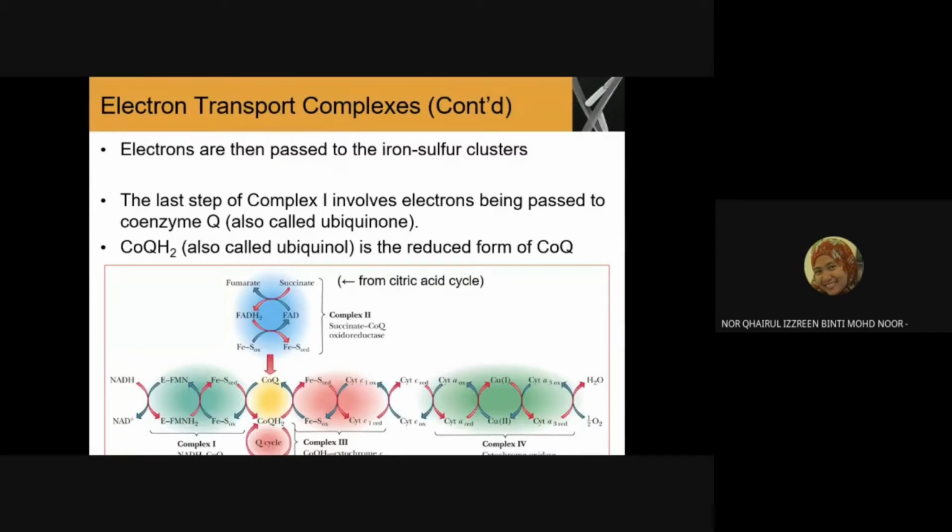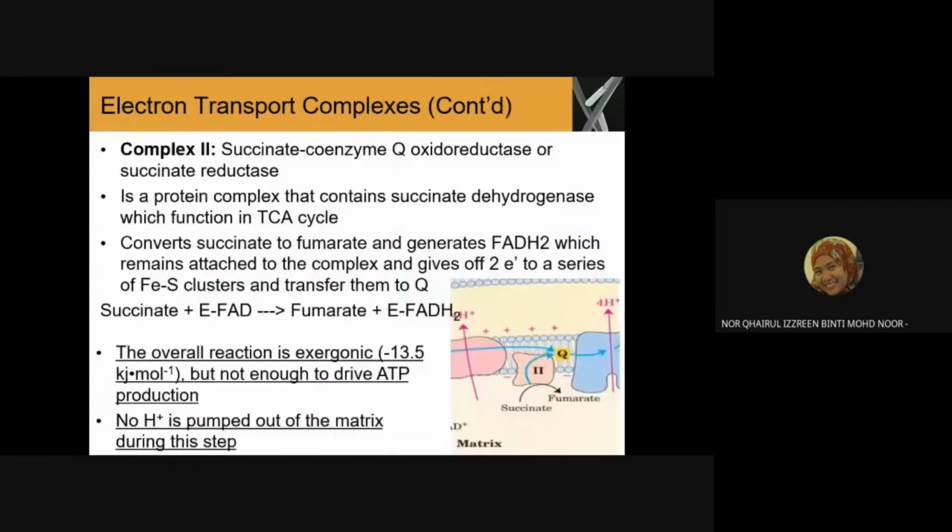All right, here. Okay, this one we don't need. This one we don't need. So then we move to complex 2. Complex 2 is succinate coenzyme Q oxidoreductase, also known as succinate reductase.